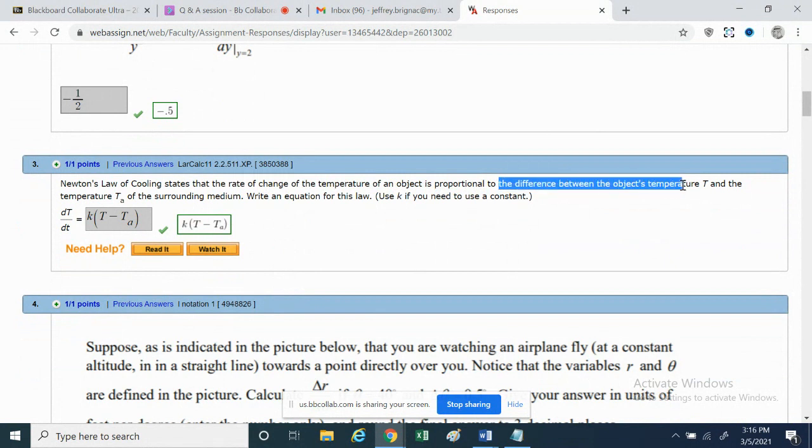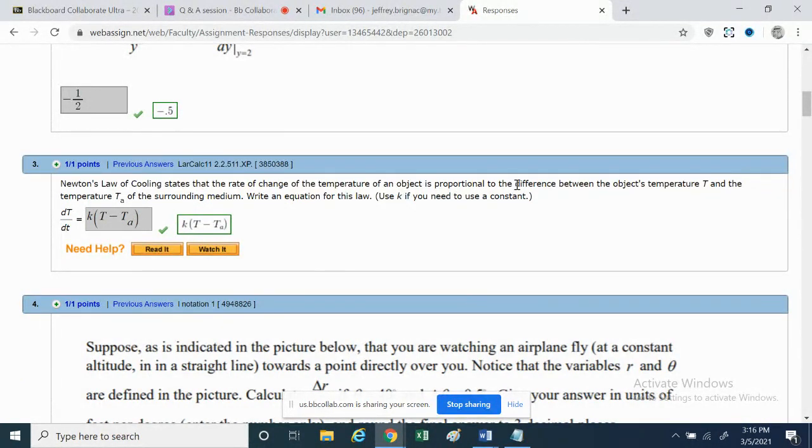The difference between the object's temperature T and the ambient temperature T subscript A. So that says how fast something warms or cools is proportional to how different the temperature is of that object from the surrounding medium. Okay, and I'd use the example of a very, very hot pan thrown in a sink of room temperature water. Something very much different happens there if you put a very, very hot pan in a sink of water that's the same temperature or similar temperature.